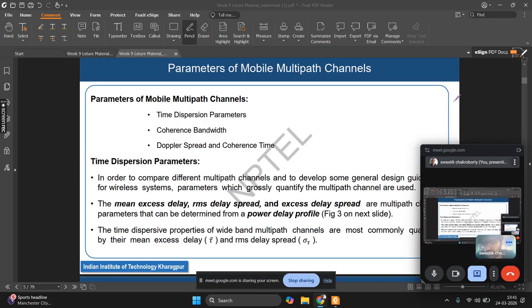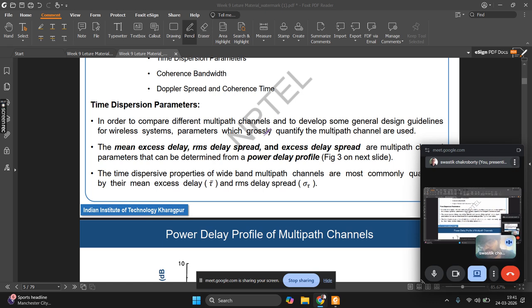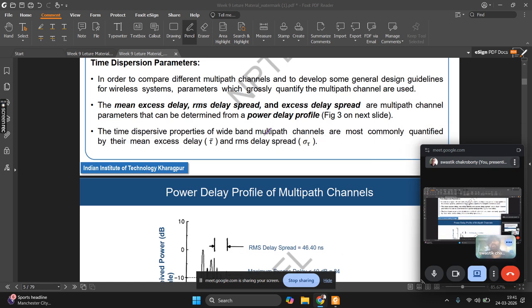So the parameters of the multipath are this time dispersion parameter, coherence bandwidth, Doppler spread, and coherence time. So we will cover these parameters one by one. So time dispersion: in order to compare different multipath channels and to develop some general design guidelines, we find parameters that quantify the delay.